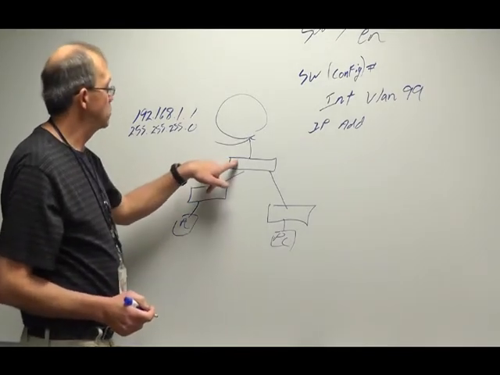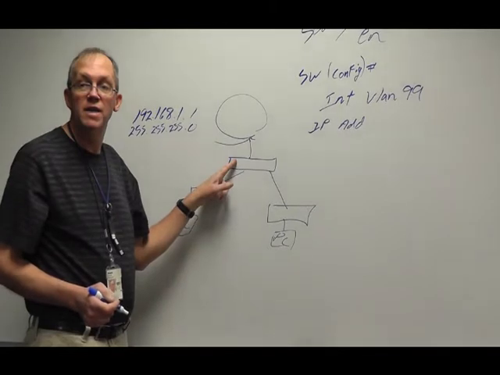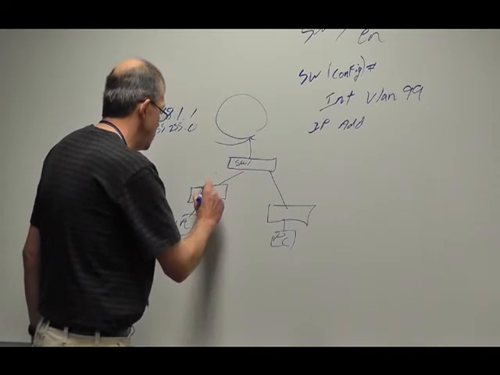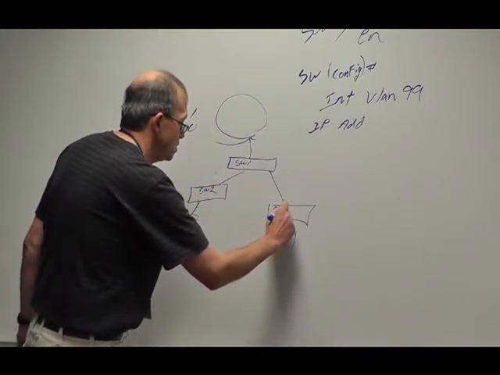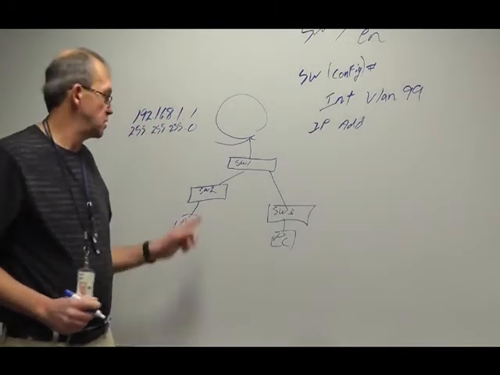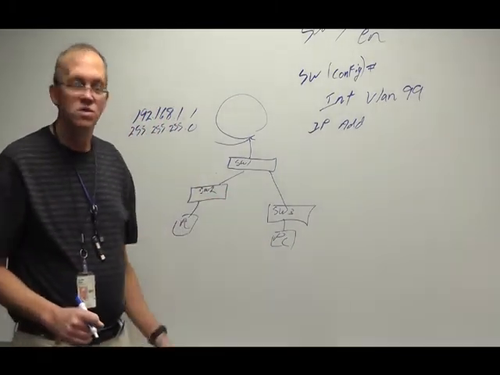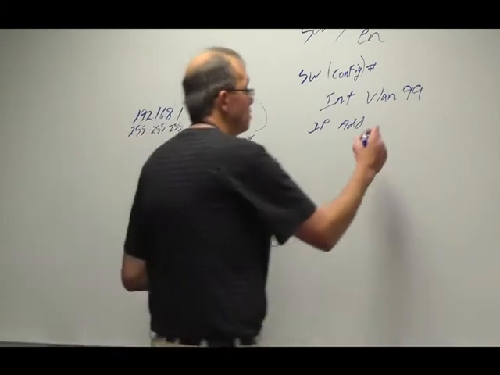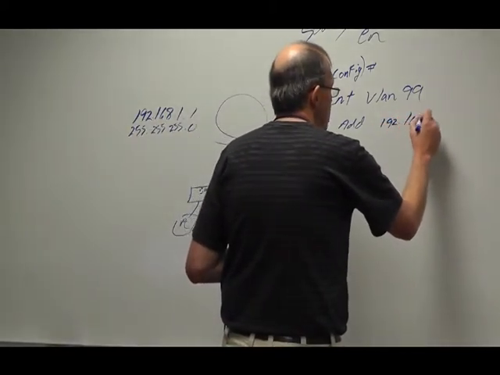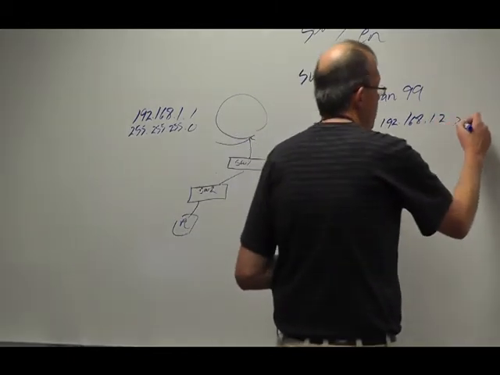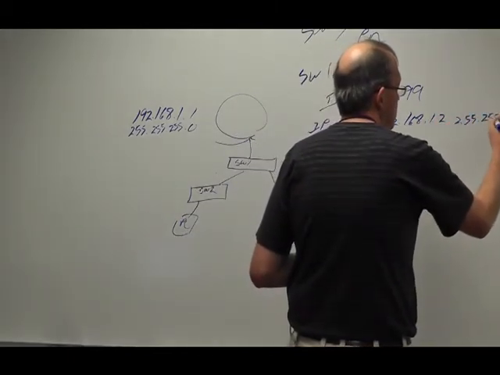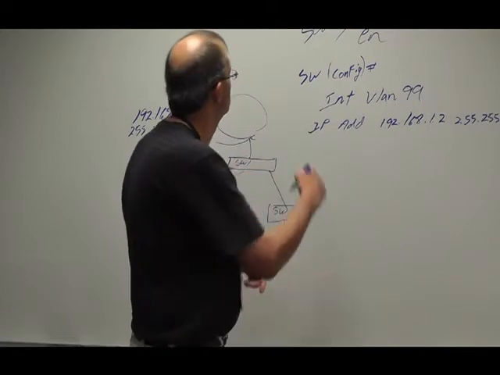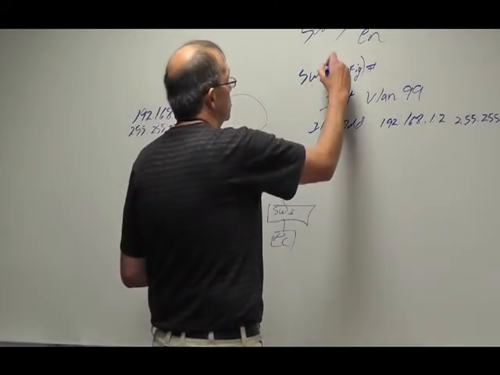So let's say this switch here, what address should we use for VLAN 99 on this switch? We'll say this one's switch 1, this one is switch 2, and this one is switch 3. This one could be 1, that could be 2, it doesn't matter. So what address are we going to assign to that for VLAN 99? 1.2. Yeah, we can do 1.2. So we do 192.168.1.2 with a 255.255.255.0 mask. That's for switch 1.